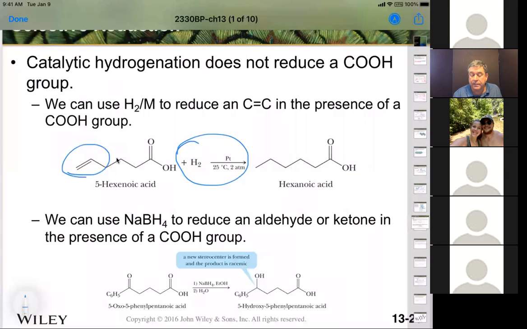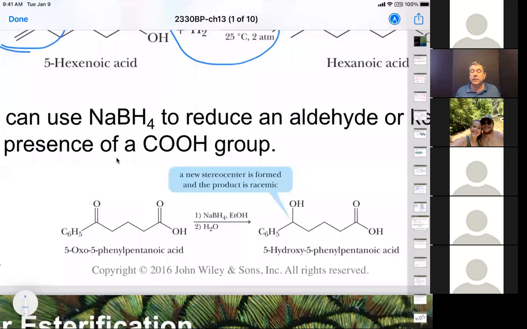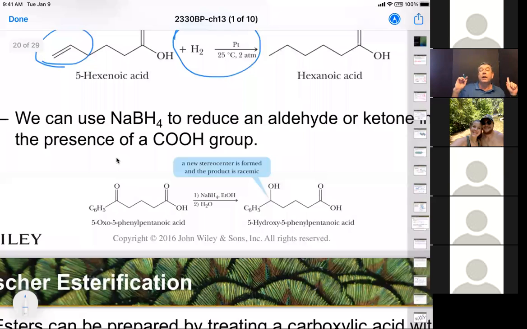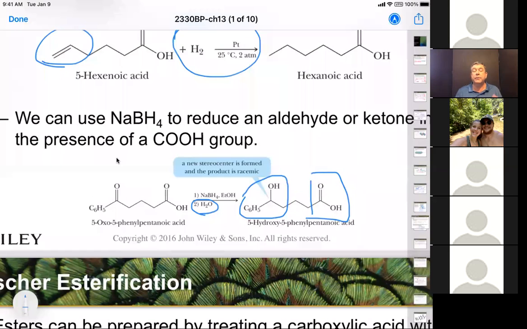Now, let's say you had a ketone in the carboxylic acid and you wanted to reduce down just the ketone. Well, we can't use lithium aluminum hydride because that would reduce down the carboxylic acid also. So we have to use the less reactive one, the one that only reduces aldehydes and ketones, the sodium borohydride. And when we do this reaction and work it up with water, we end up getting our secondary alcohol and our carboxylic acid available to us.